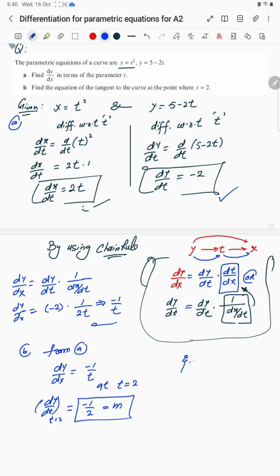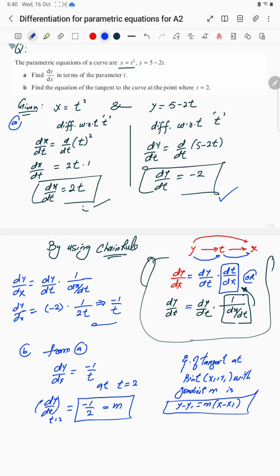We know the equation of a tangent at the point x1, y1 with gradient m is y minus y1 equal to m times x minus x1. So we know the gradient, but we need to know the point x1, y1.